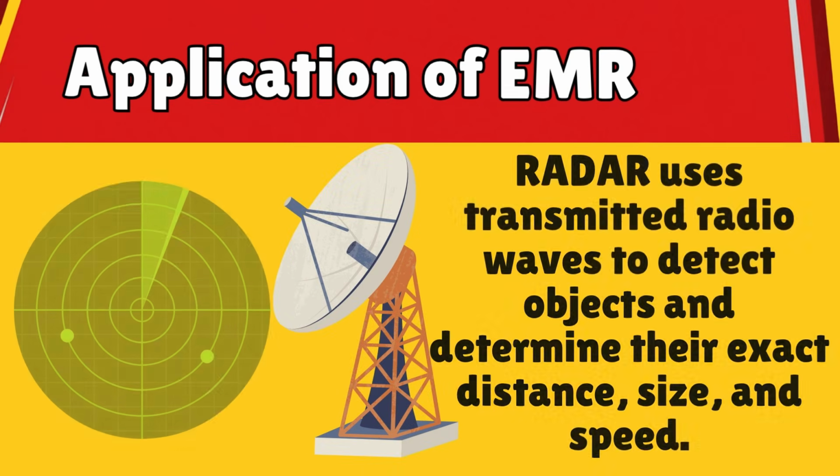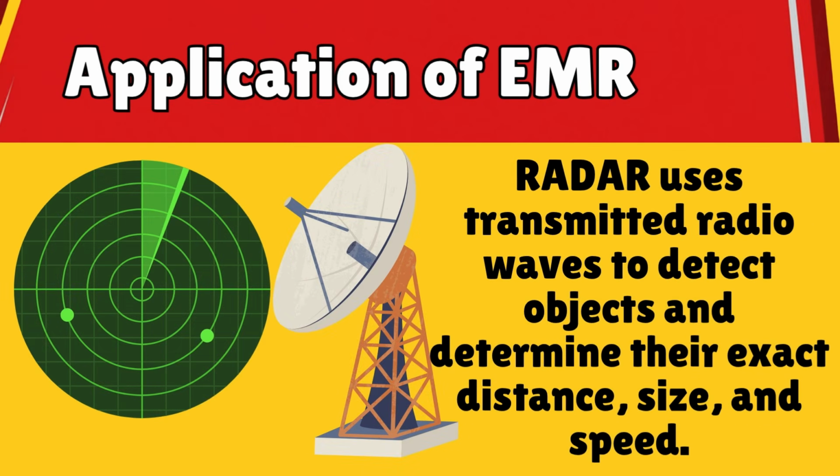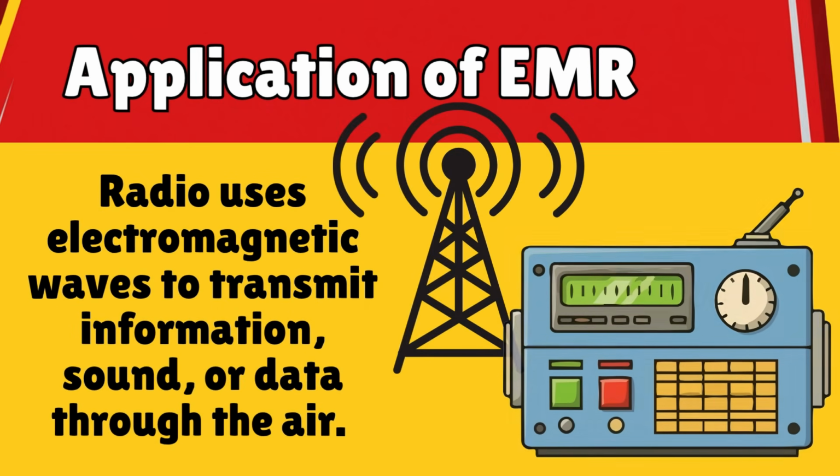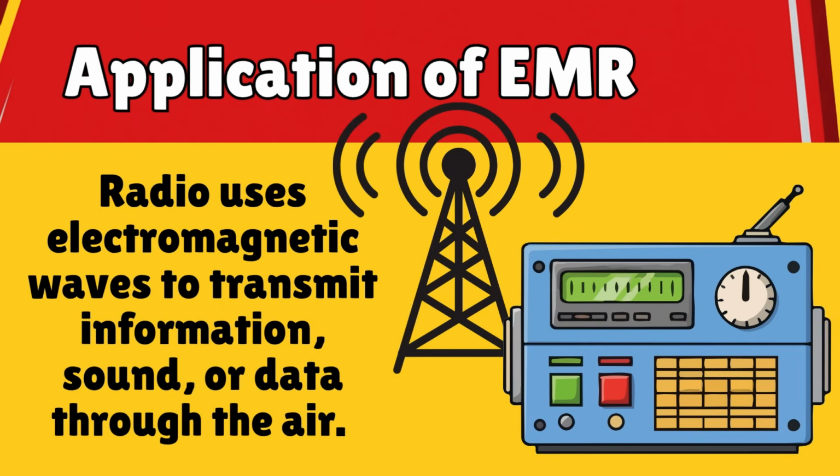The applications of electromagnetic radiation include: radar uses transmitted radio waves to detect objects and determine their exact distance, size, and speed. Radio uses electromagnetic waves to transmit information, sound, or data through the air. Who among you still likes to listen to the radio?